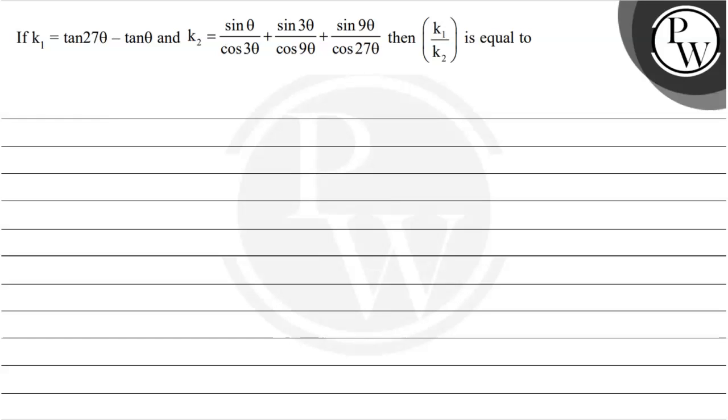So let's read this question. If k1 is equal to tan of 27 theta minus tan theta, and k2 is equal to sin theta upon cos 3 theta plus sin 3 theta upon cos of 9 theta plus sin of 9 theta upon cos of 27 theta, then k1 upon k2 is equal to what?